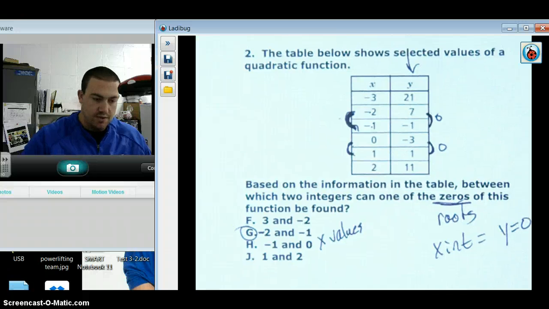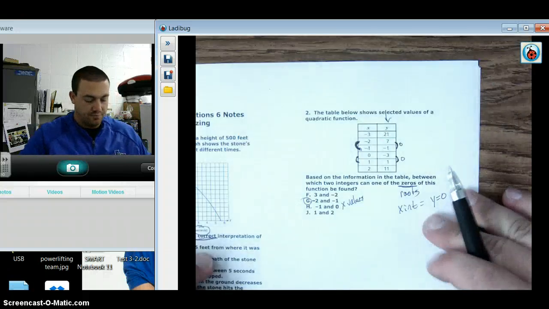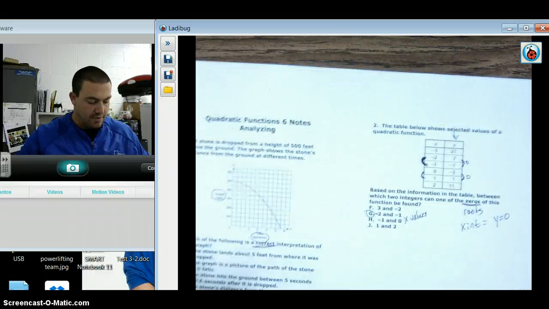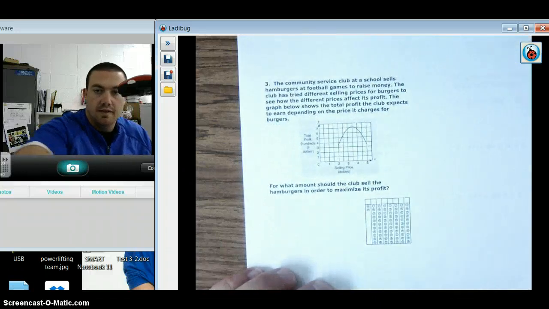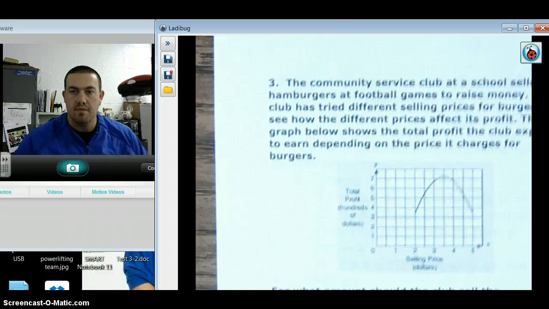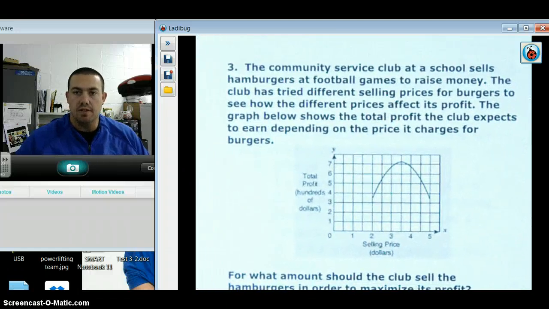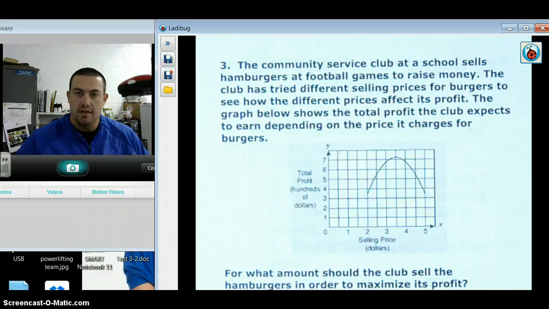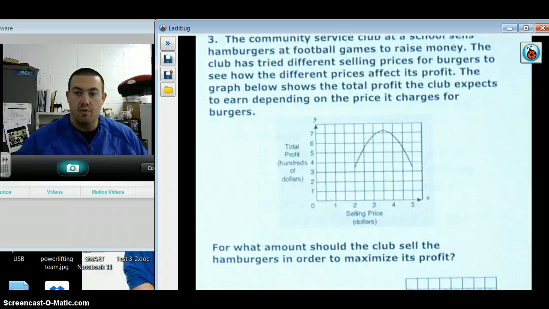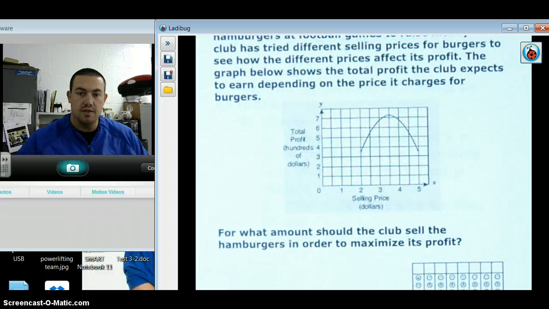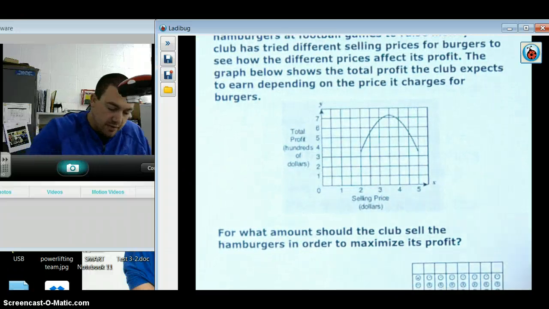Question number 3. If you flip this note sheet over on the other side, you're going to find question number 3, and that's going to be all for our notes today on this one. Question number 3, again, we're dealing with a real life situation. It says the community service club at school sells hamburgers at football games to raise money. The club has tried different selling prices for the burgers to see how the different prices affect its profit. The graph below shows the total profit the club expects to earn depending on the price it charges for the burgers. At what amount should the club sell the hamburgers in order to maximize its profit?